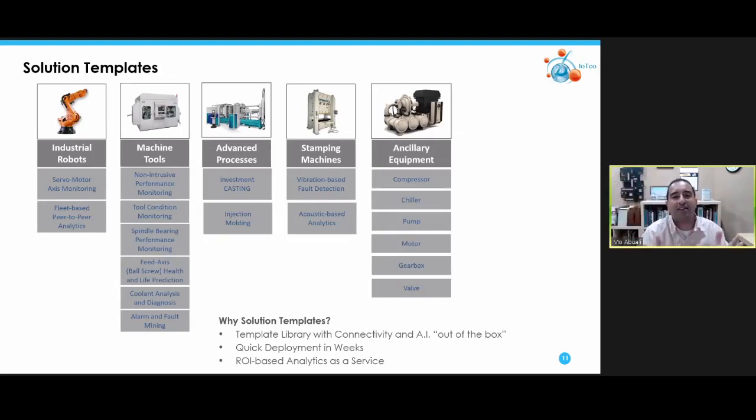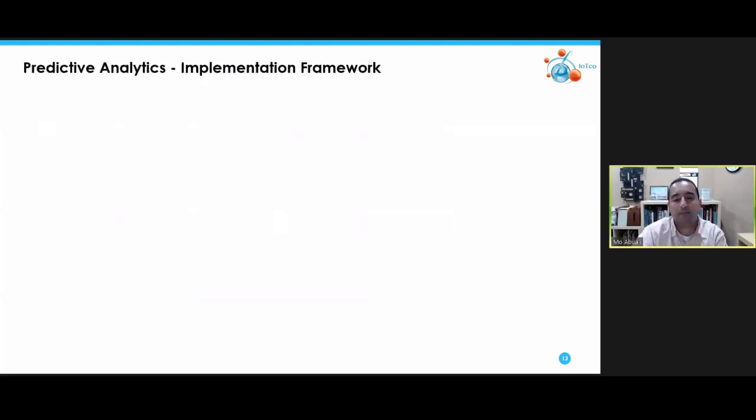And how quickly can I deploy those solutions? Could it be done in weeks? Or am I running solutions and trying trial and error for 6 to 12 months to get these solutions ready for my business, right? And what is the ROI behind it? And how can I have analytics as a service to deploy these templates factory-wide or company-wide?